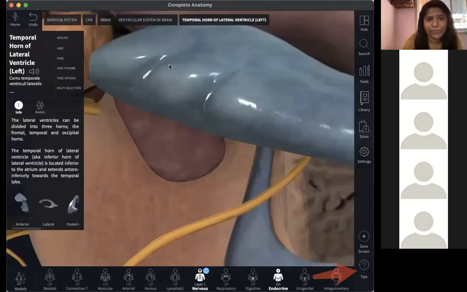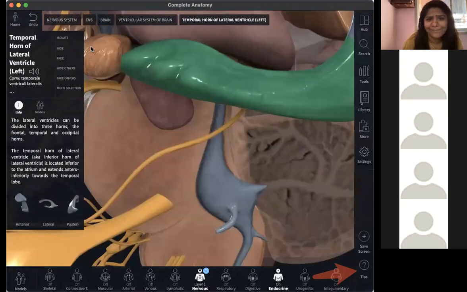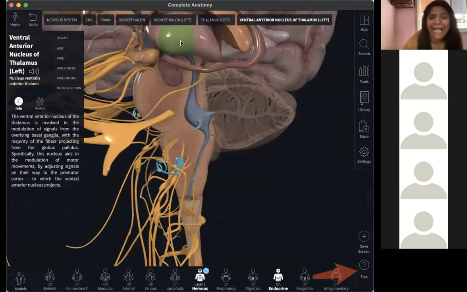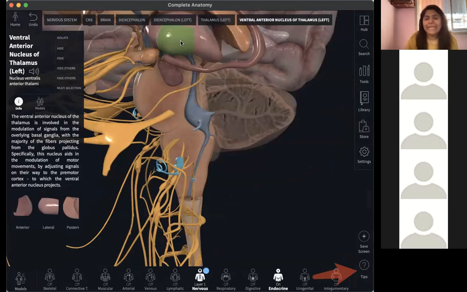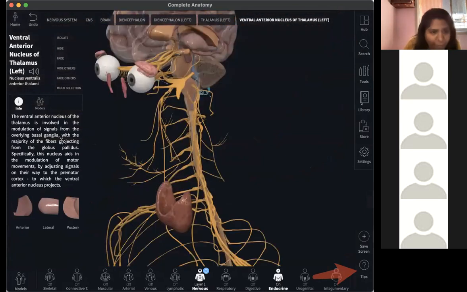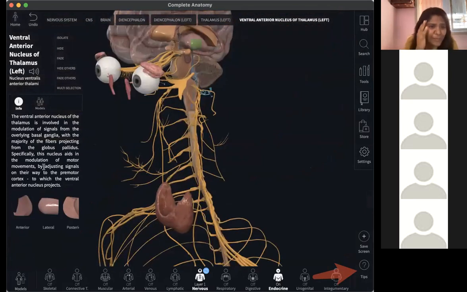So this is what your brain looks like from inside. This is your thalamus. When we talk about your endocrine system, which is somewhere down the syllabus, I'm going to tell you that this thalamus is basically the organ that is responsible for making all of your hormones work properly.